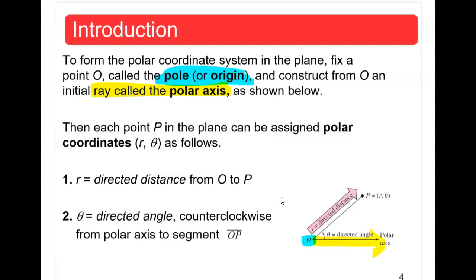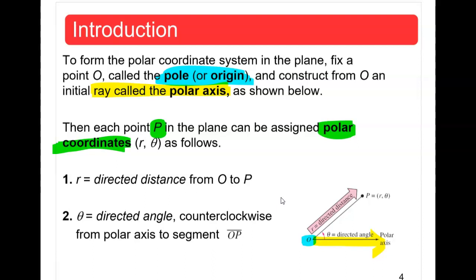Just like when we graph an angle in standard position, it starts on the positive x-axis. So these angles will start on the polar axis, and then they could be positive or negative, but remember, always start on the positive horizontal axis. Then each point P, capital P, that's what we will use, in the plane can be assigned polar coordinates, and we will refer to those as r comma theta.